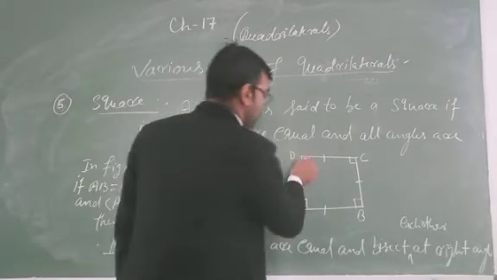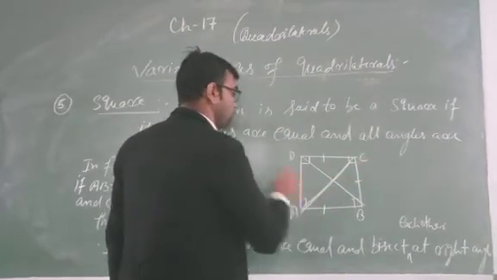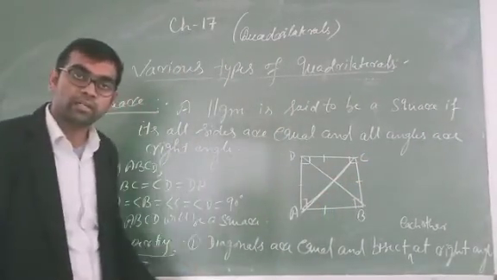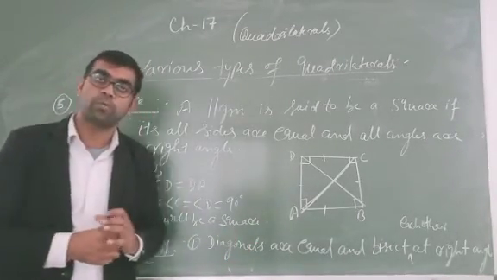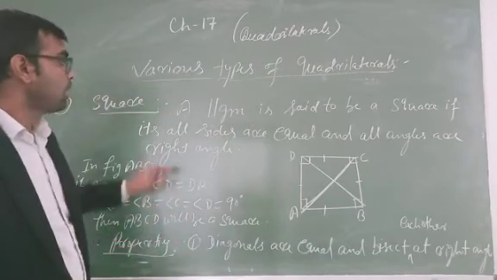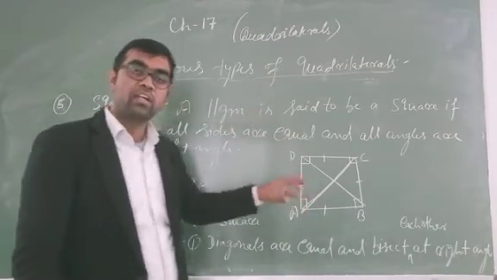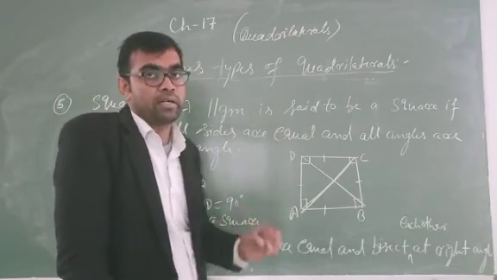That means in this case also AC is equal to BD. Okay, AC is equal to BD. Diagonals are equal and bisect each other at right angles. It will follow all properties of a parallelogram also. Okay, I hope it is clear. A parallelogram is said to be a square if all its sides are equal and all angles are right angles.